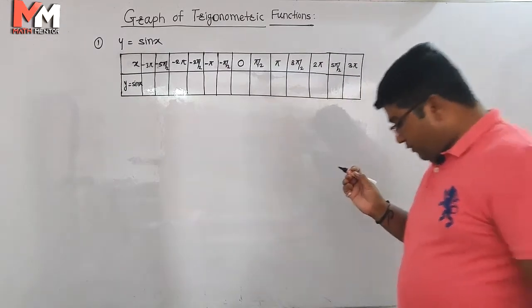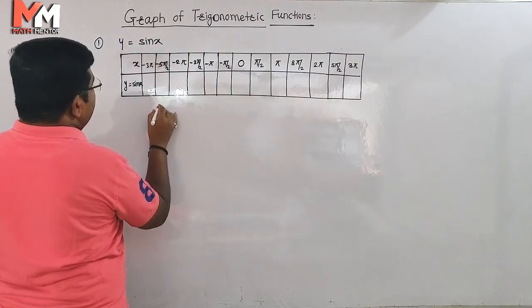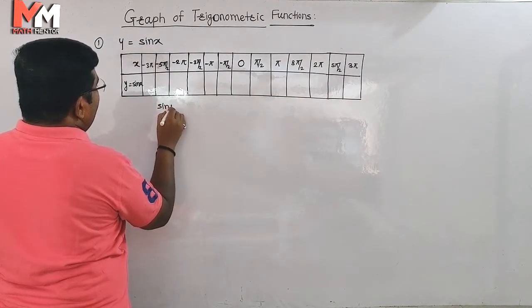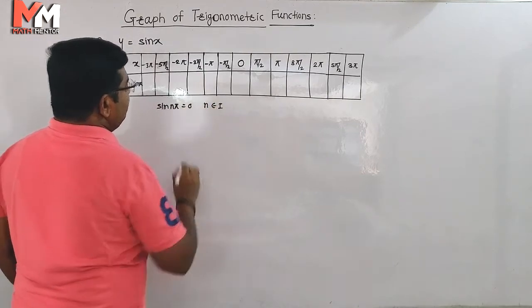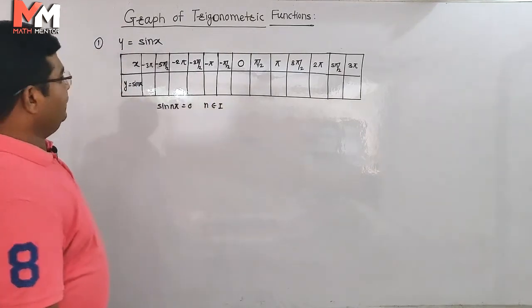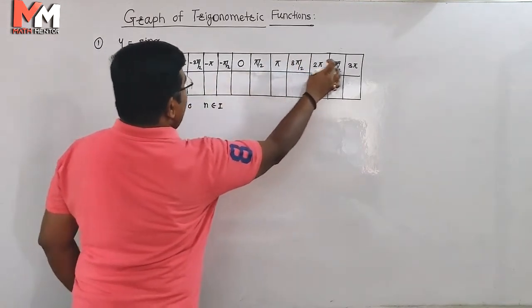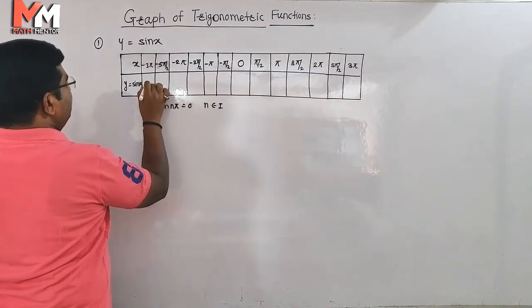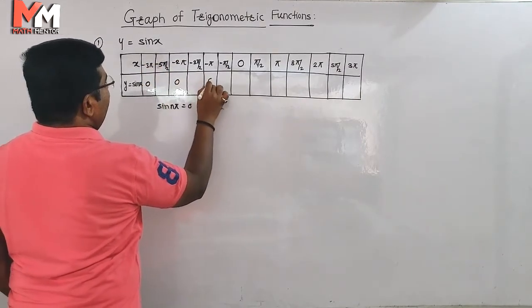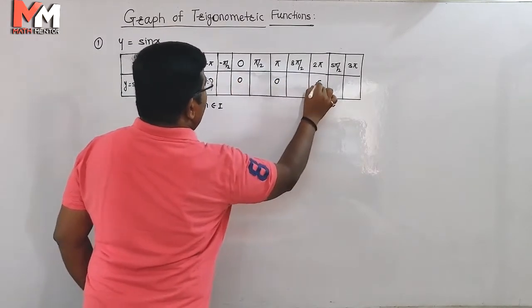Okay, so we must know the value of sin n pi. What is the value of sin n pi? It is 0, where n is any integer. Sin n pi is always 0. So here in place of x, pi, 2 pi, 3 pi, minus 2 pi, minus 3 pi, all values are 0 by using this formula. Sin 0 is also 0, and so are 2 pi and 3 pi.